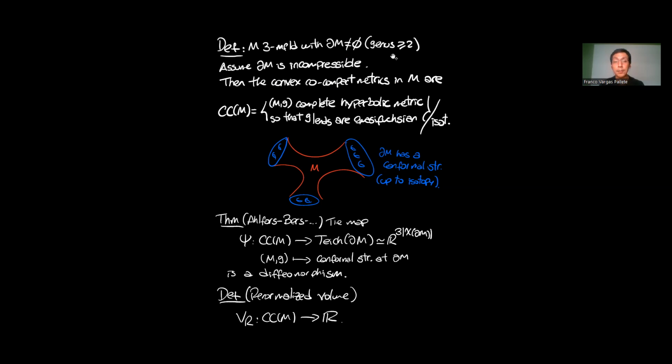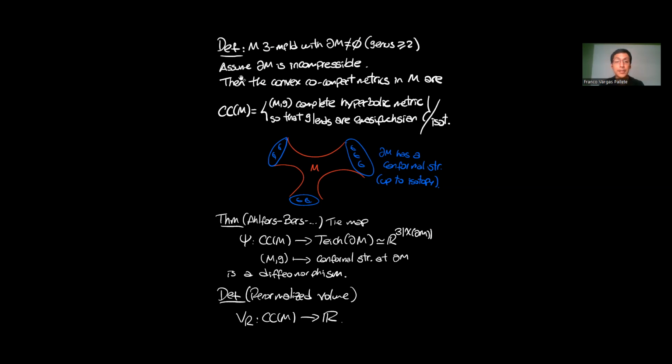I'm going to assume for simplicity that the genus of each boundary component is greater than or equal to 2, so that I can avoid something like all of this. I should also have said I'm assuming M to be compact. And I'm going to assume that the boundary is incompressible.